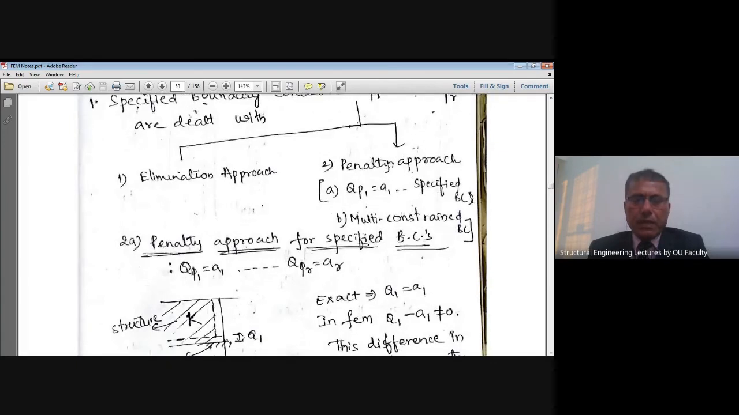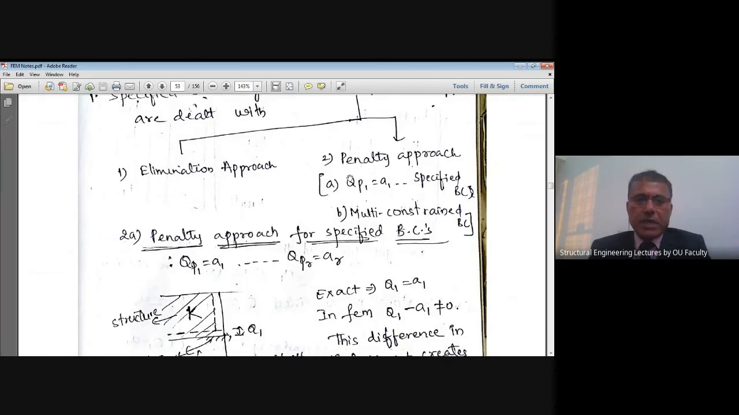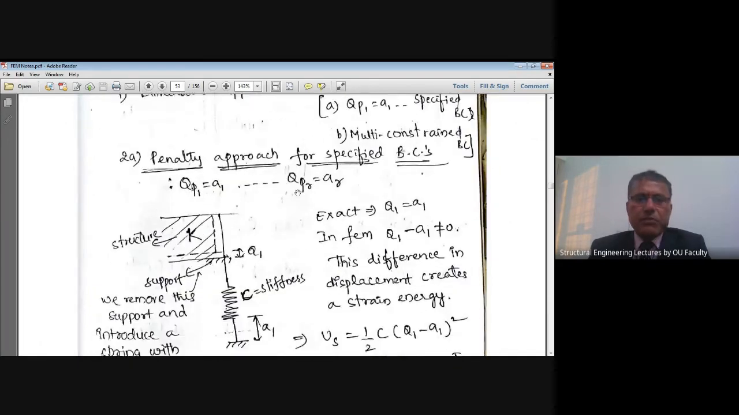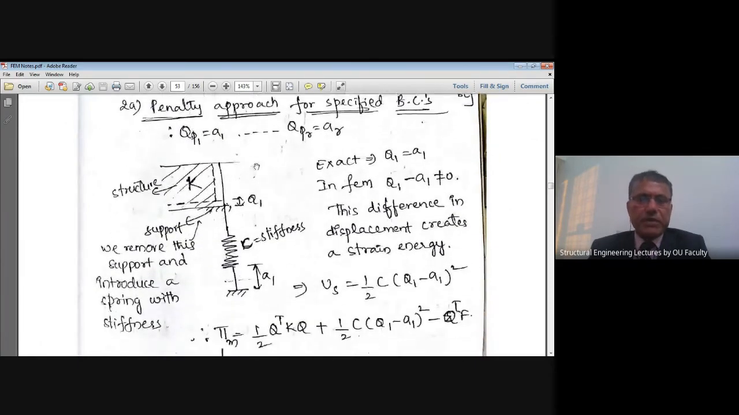Or even the penalty approach can be used for treatment of multi-constraint boundary conditions, whereas the elimination approach cannot be used for treatment of multi-constraint boundary conditions. Only the penalty approach can be used. Now, let us see the first discussion: the penalty approach for specified boundary conditions. That is, the degrees of freedom QP1 equal to A1 up to QPR equal to AR are specified, and I want to get the unknown displacements.